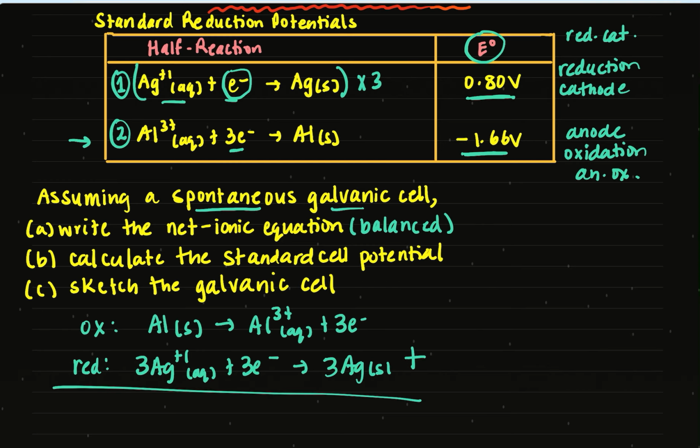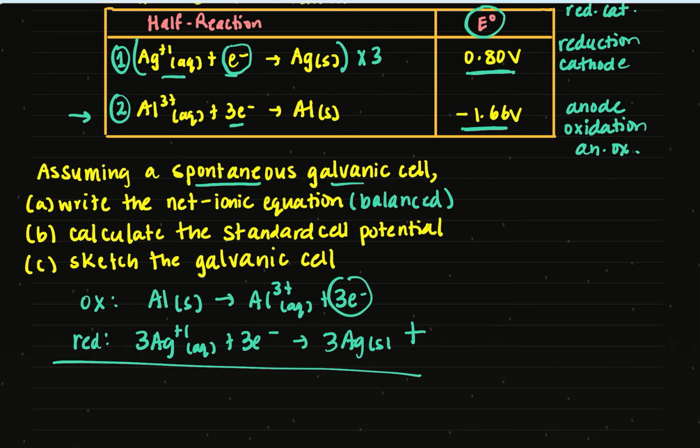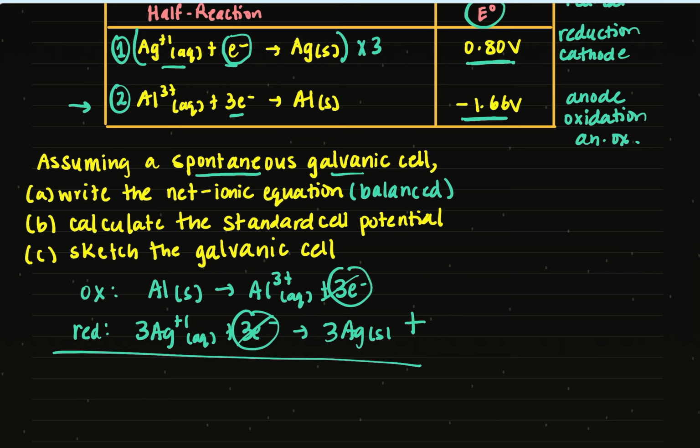Okay, now we're going to add up the reduction and oxidation halves. The electrons here are a product in the oxidation half, then they're a reactant in the reduction half, so we're going to cancel these out of our overall reaction. So my reactants will be aluminum solid plus 3 silver ions produces aluminum 3+ ions plus 3 silver solids. That's my balanced net-ionic equation for part A, and that's a very common question that comes up a lot on the AP Chem exam, so it's a good idea to know that strategy and how to tackle a question like that.